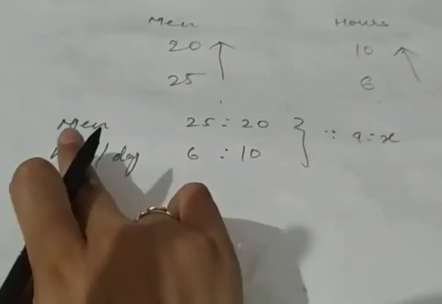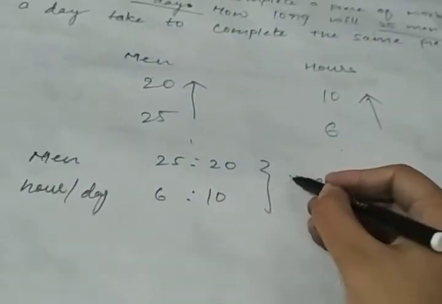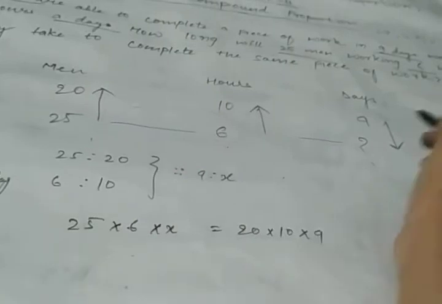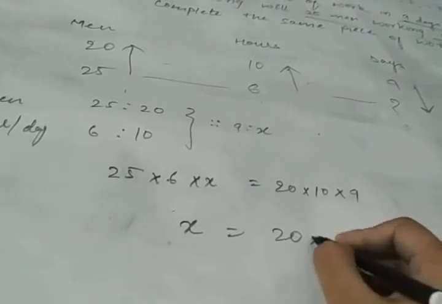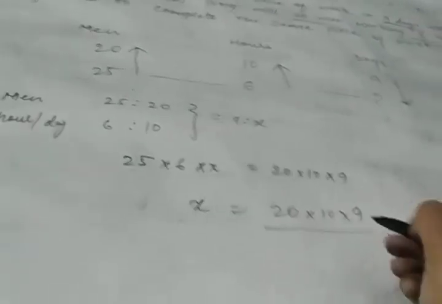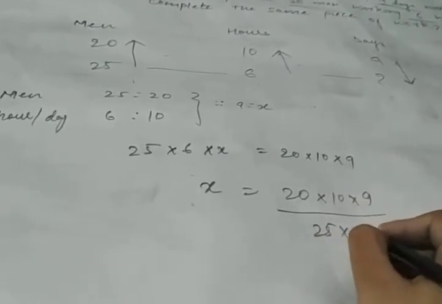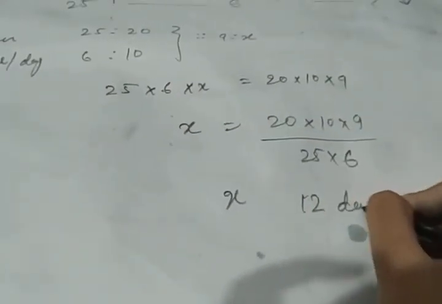We can write it as men, hours per day 6 to 10, and number of days. We can write 25 multiplied by 6 into x is equal to 20 into 10 into 9. Find the value of x. x is 20 into 10 into 9 upon 25 into 6. We cut it, and our answer will be 12 days.